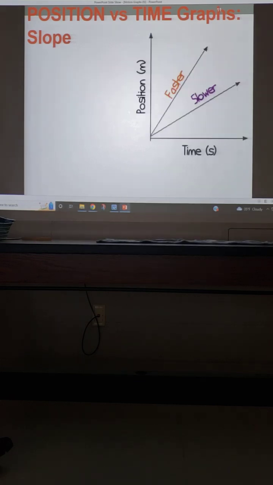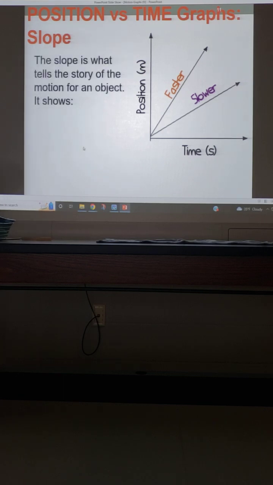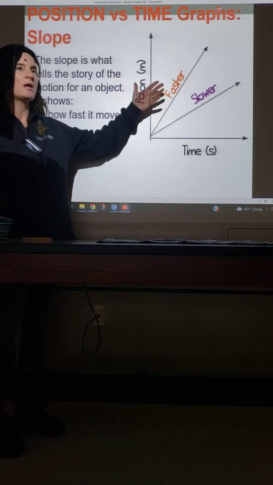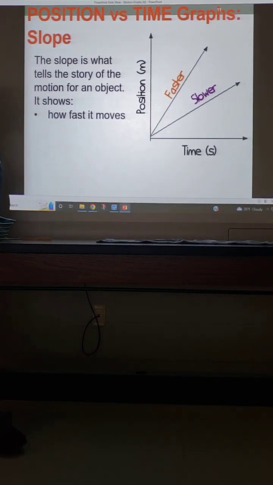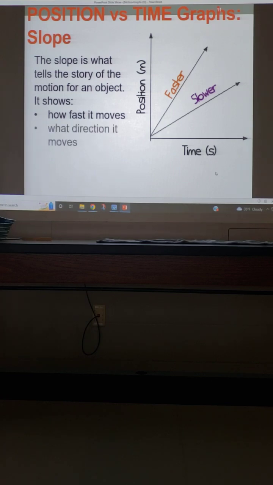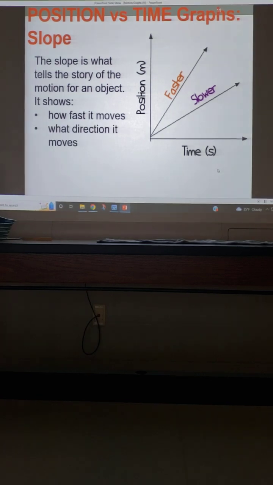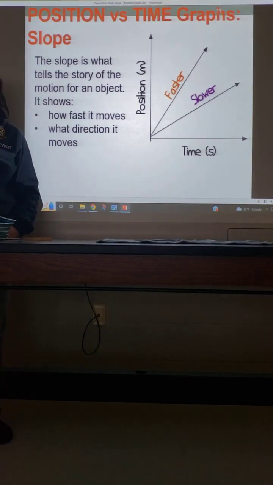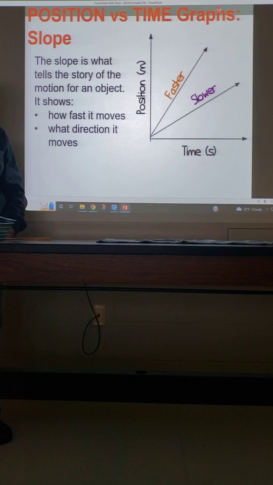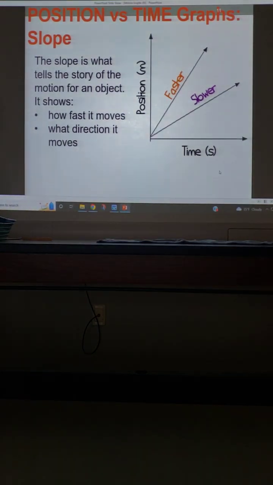Okay. All right, now the thing that's nice about this is that you don't always have to actually calculate the slope. Sometimes you can just use it as general information. The slope tells the story of the motion. So it's going to show a few things. It's going to show how fast it moves, and obviously the steeper the slope, the faster. And we will prove this tomorrow, I believe. And then it's also showing what direction it's moving. So that's why most of the time these are showing velocities, not speed, because that direction is kind of included.